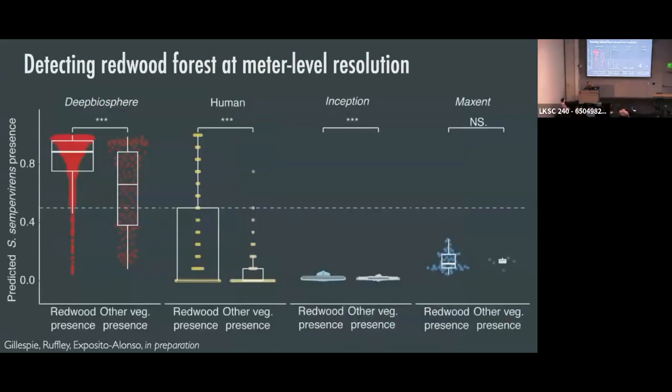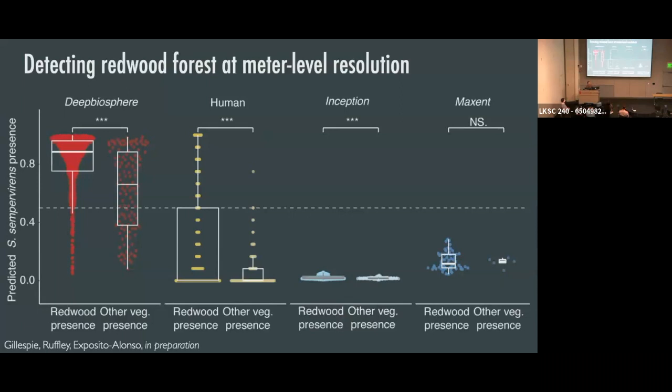And in fact, if we take each pixel and we plot whether or not it's coded as a redwood using the official National Park Service map, we do indeed see that our model is the only one that on average predicts redwoods as present in pixels that are coded as redwood by the National Park Service, which is pretty exciting. This is again compared to human, another deep learning remote sensing based approach, and also maximum entropy, which is a more classic species distribution modeling approach.